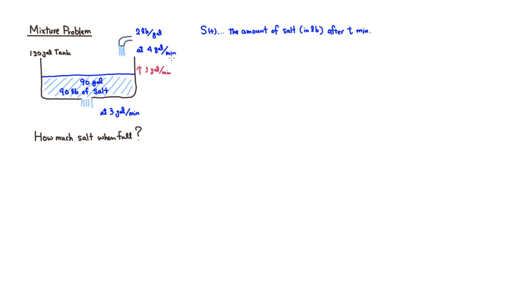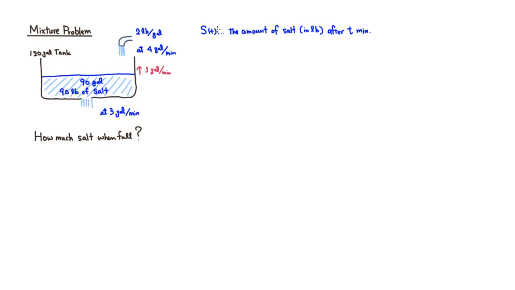All right, so eventually it's going to reach the 120 gallon point. So it's going to be 30 more gallons. It's going to be full. And what we want to do is see how much salt is going to be present when the tank is completely full. All right, so let's do that.